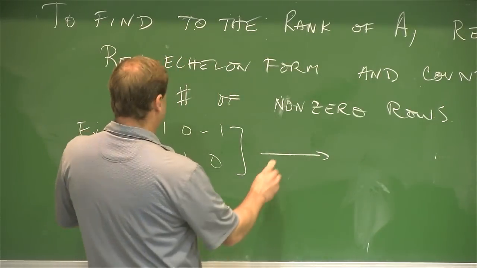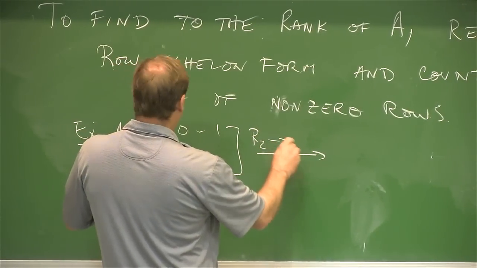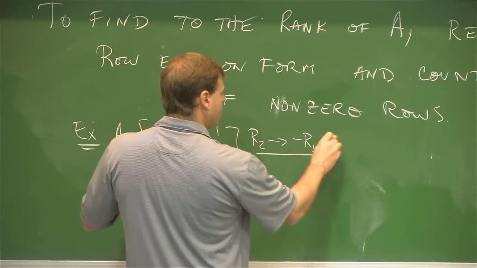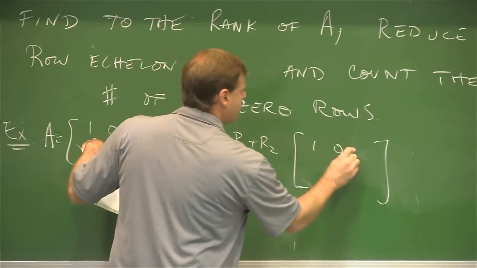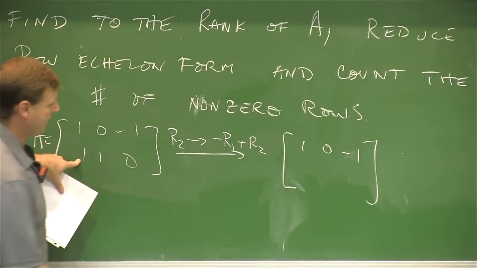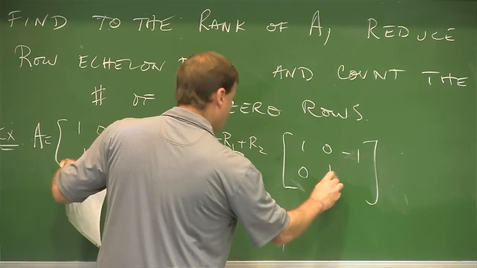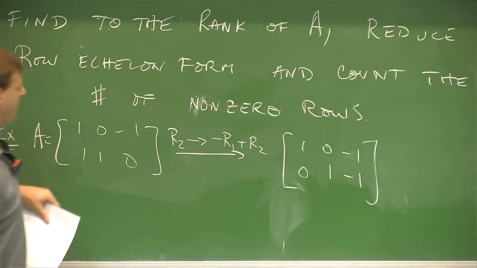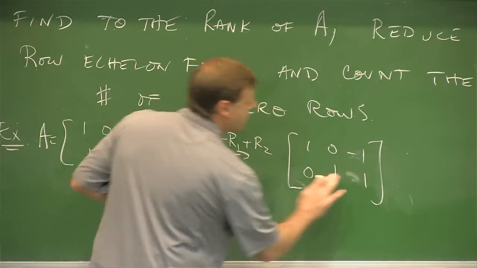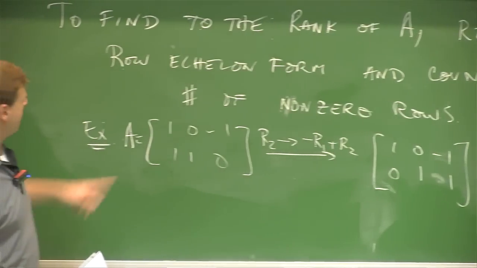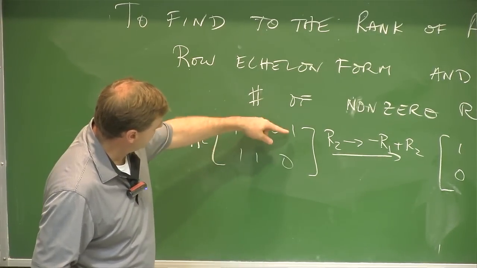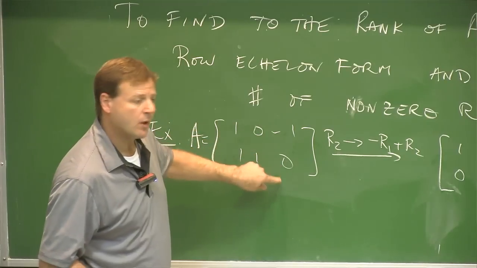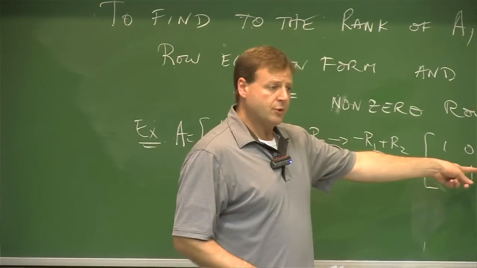I'm going to reduce this by doing row 2 is replaced by negative row 1 plus row 2. I get 1, 0, negative 1. The first row doesn't change. The second row becomes 0, 1, negative 1, positive 1. Multiply this by negative, add it, I get 0. Multiply that by negative, add it, I get 1. Multiply that by negative, add it, I get 1. And that is row reduced form.